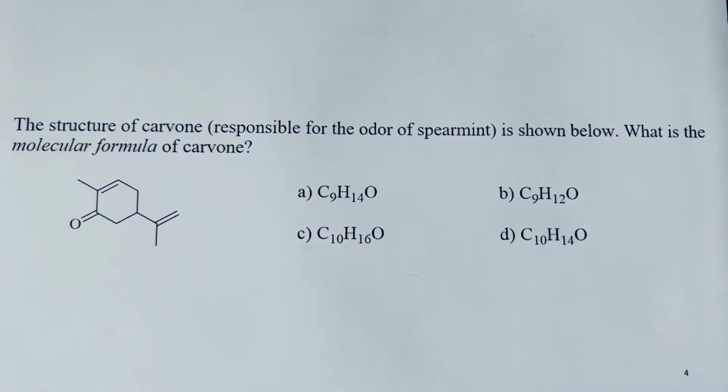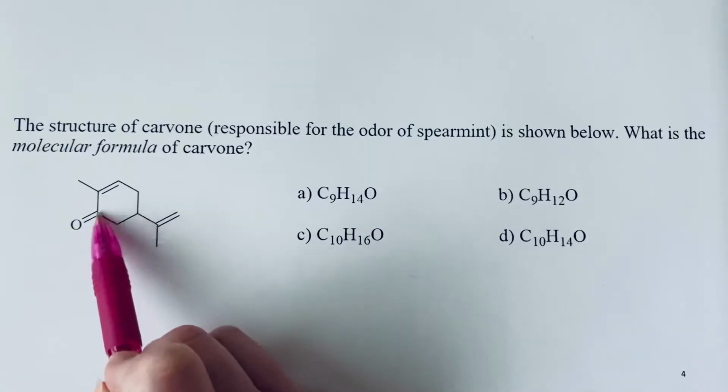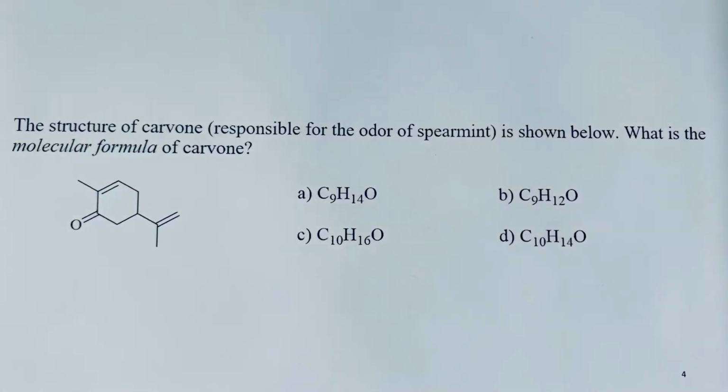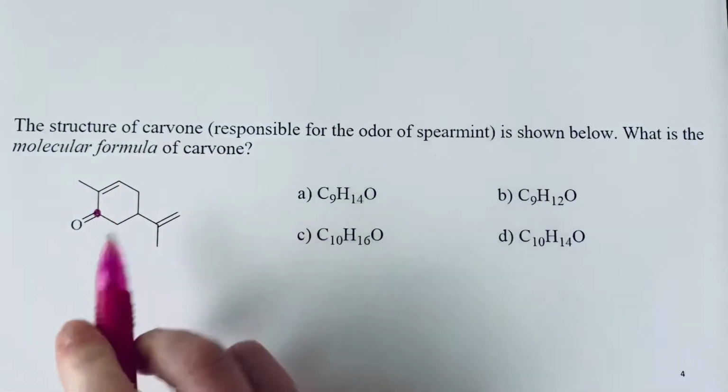So in a skeletal structure, the carbons and the hydrogens that are attached to carbon are implied. What we need to know is that at the end of any line or any point, if there is not a symbol for an element drawn, then we understand that to be a carbon. So the first thing that I'm going to do is highlight the carbon atoms.